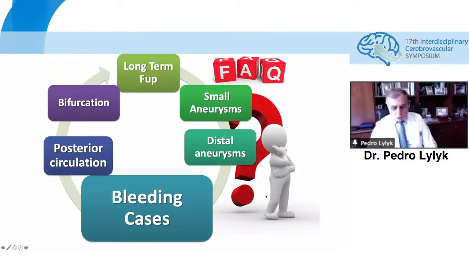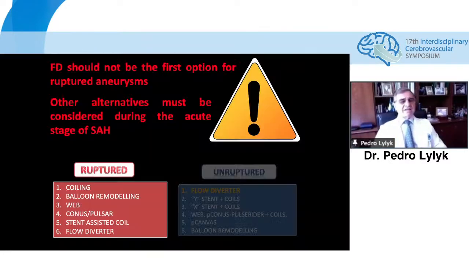We were reluctant to use flow diverters in the bleeding cases. It's clearly not our first option for treating these patients. Other alternatives have to be considered: first, coiling is the base, and then in the second stage, you can treat it. But on some occasions, you cannot put coils, like this very small aneurysm from the posterior circulation.